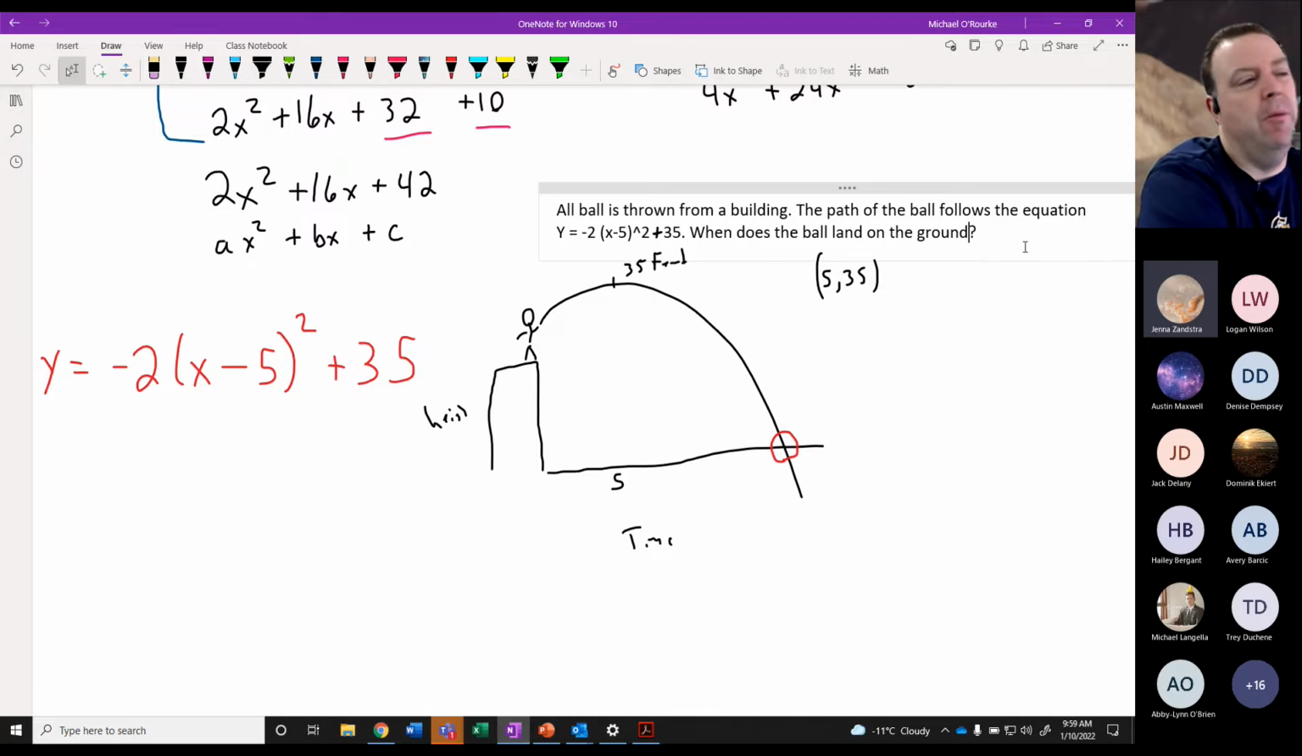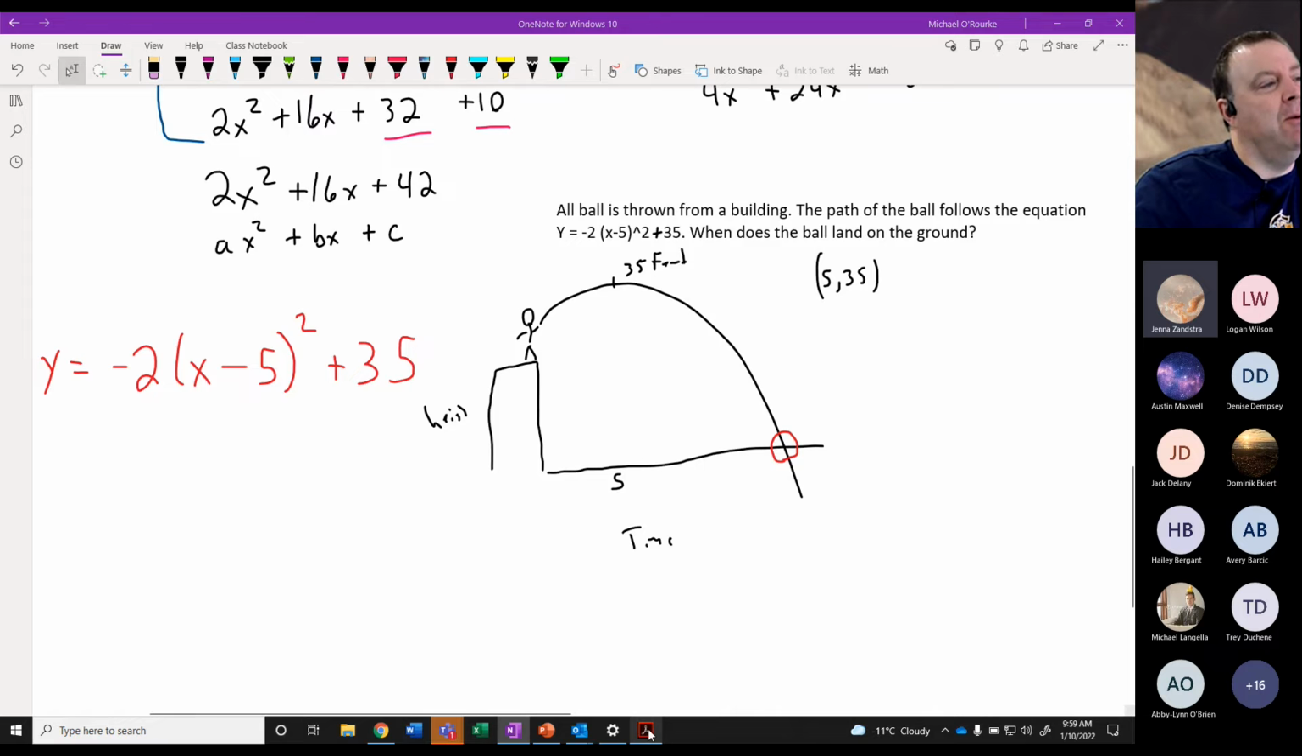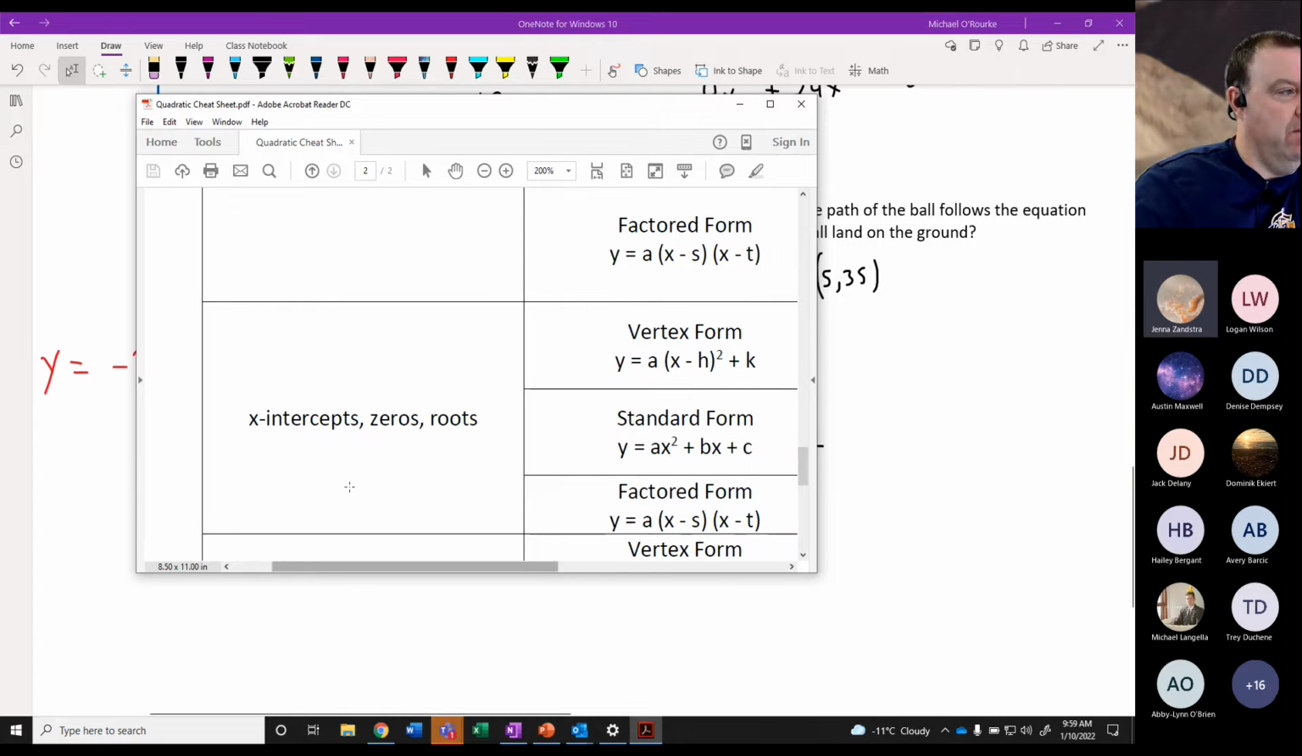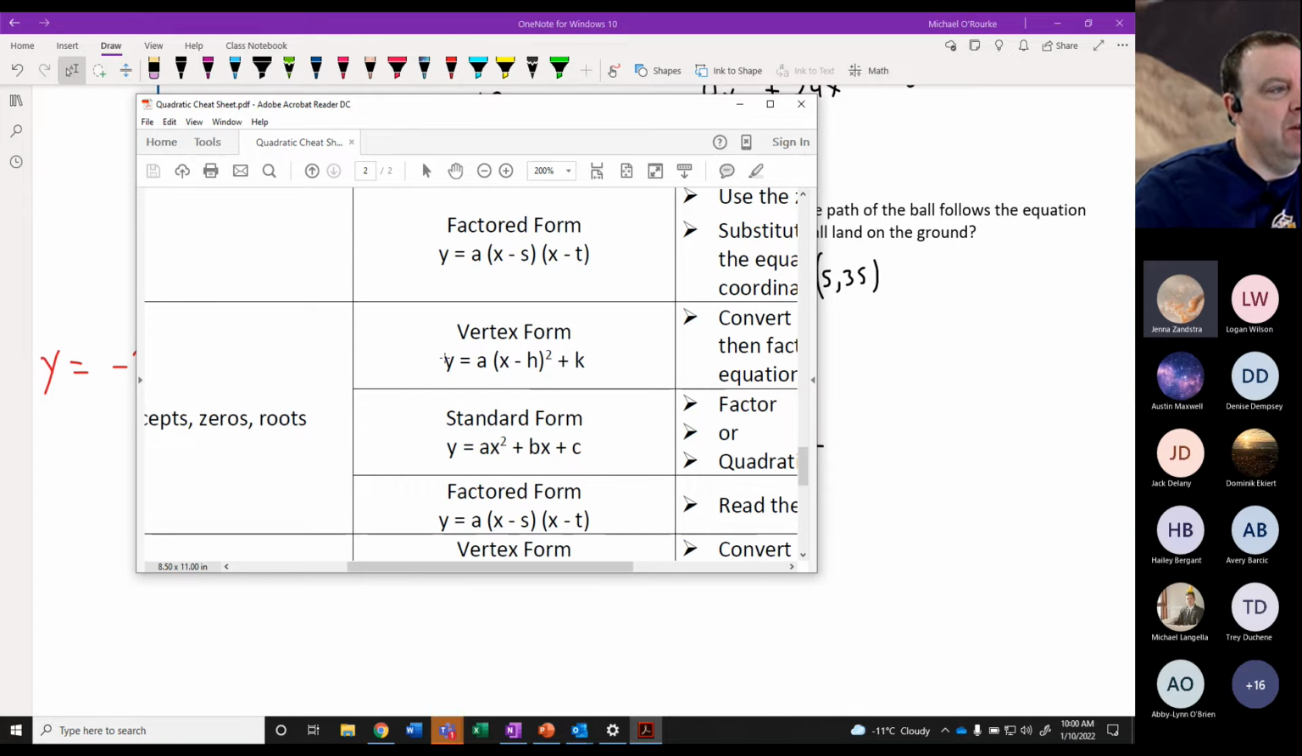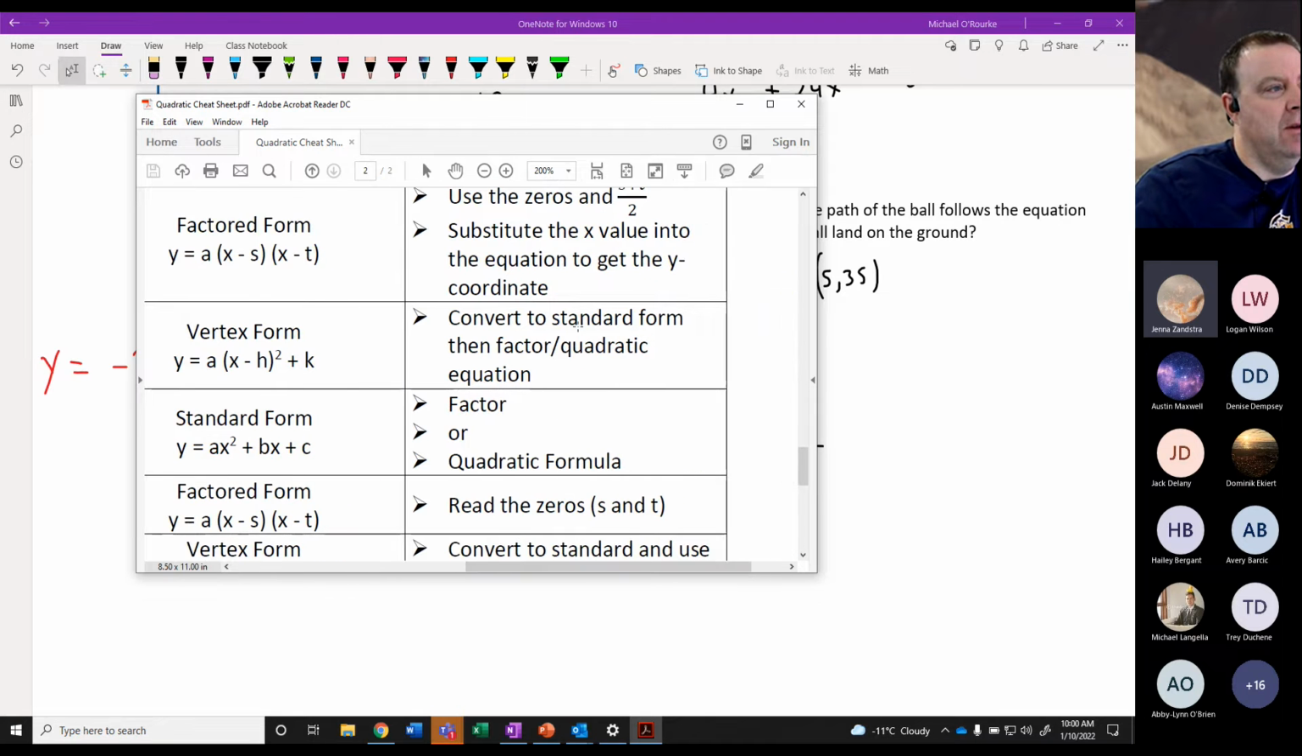Okay. So what we do here, Logan, we're looking for when it lands. So when it lands, what's that called? That's called a zero, correct? So this is where we go to our cheat sheet. And we go, okay, I want to find a zero, right? And I have vertex form. So if I have vertex form, I want to find a zero or an x-intercept, I have to convert to standard form, then factor or use a quadratic equation. So the very first step we're doing there is converting to standard form. Does that make sense now, Logan?